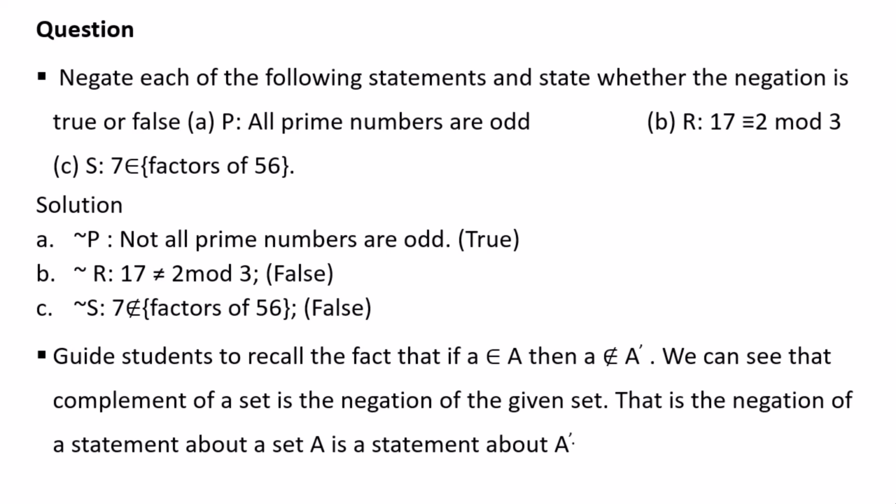Third one, 7 belongs to factors of 56. The negation becomes 7 does not belong to factors of 56. And that's a false statement. So we can guide our students to know that if a belongs to set A, then a does not belong to the complement of set A. We can see that the complement of a set is the negation of the given set. That is, a negation of a statement about a set A is a statement about A complement.